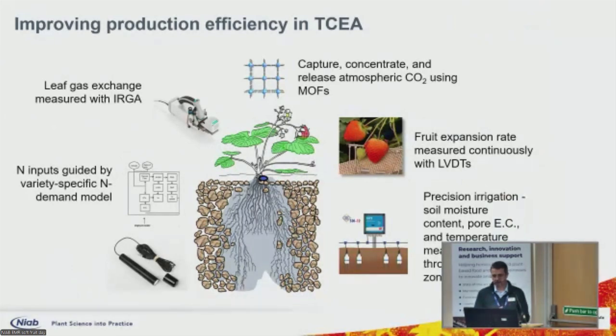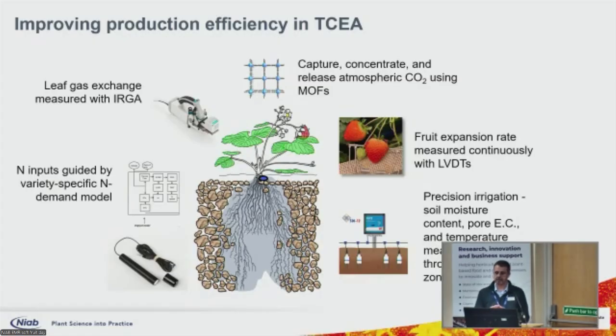So we're always applying the precision irrigation and fertigation system that we developed here over many years. That basically means we can limit runoff to 0.1 or 0.2%, so very controlled application of water and fertilizers. We're using the end demand model to guide our nitrogen inputs. We're using new sensors to measure NPK concentrations in real time. We're quantifying effects of treatments on fruit expansion rate using LVDTs, and of course measuring responses to these treatments in terms of leaf gas exchange.